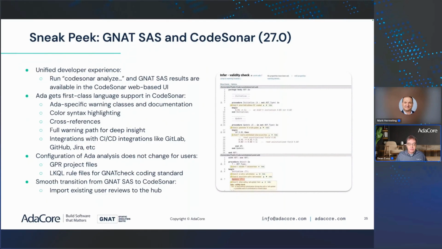So the plan here is to integrate GNAT SAS so that Ada is a first-class language in the CodeSonar web-based user interface. So you'll get things like color syntax highlighting and path information through a particular finding. That allows you to go from the reported warning all the way back through your code visually to see where the root cause of the problem is. You'll also be able to hover over elements in a warning to get deep insight into that particular thing and get it cross-referenced so you know where it was defined and where it's getting used. That gives you the ability to understand the importance of a particular problem and also the cost of fixing it.